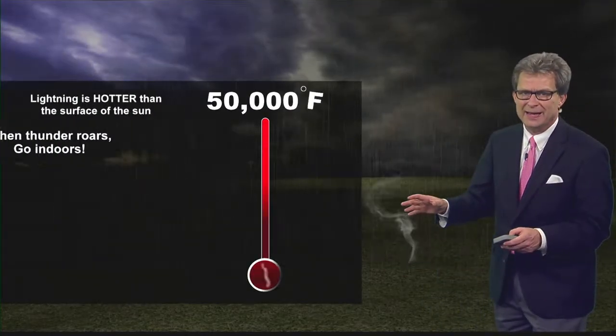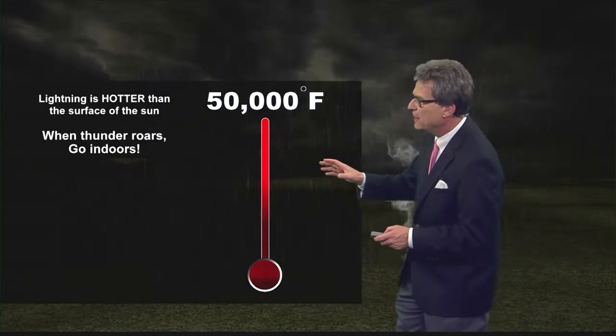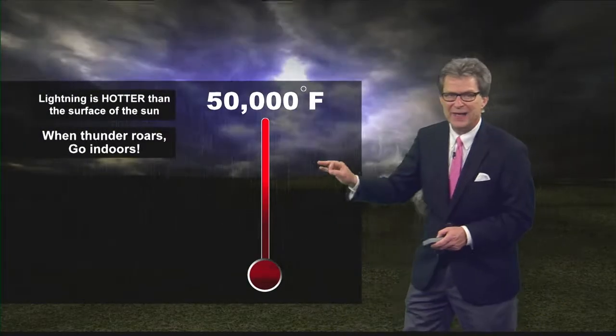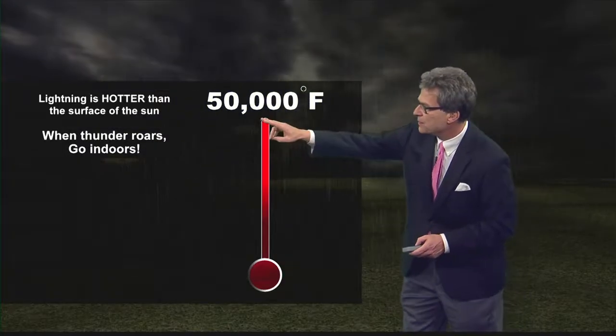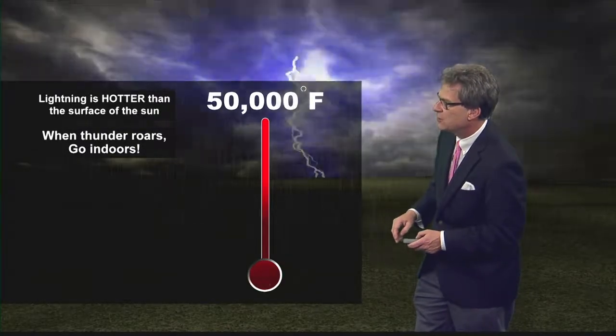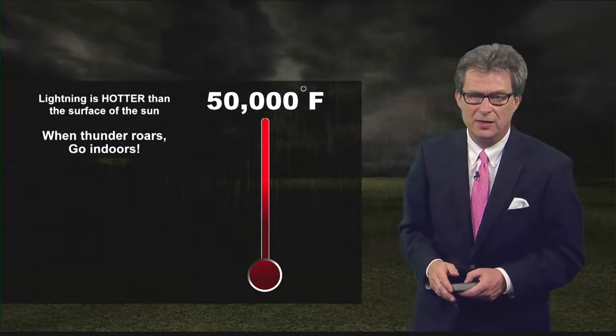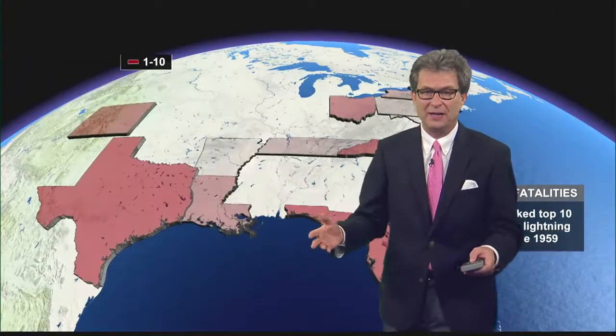So let's give you some interesting stuff, fun facts to swap and share about lightning and thunderstorms. Lightning is measured to be hotter than the surface of the sun, 5 times hotter. Lightning is measured to be about 50,000 degrees Fahrenheit, the surface of the sun about 10,000 degrees Fahrenheit. So you're dealing with a lot of heat.